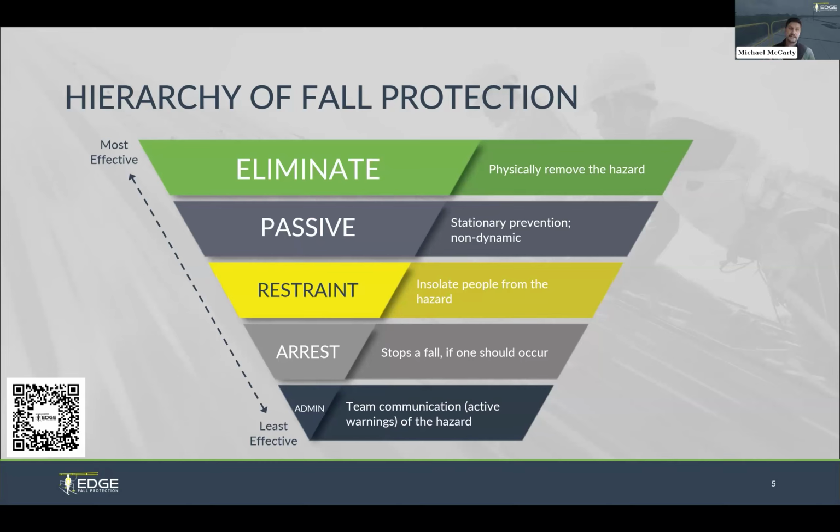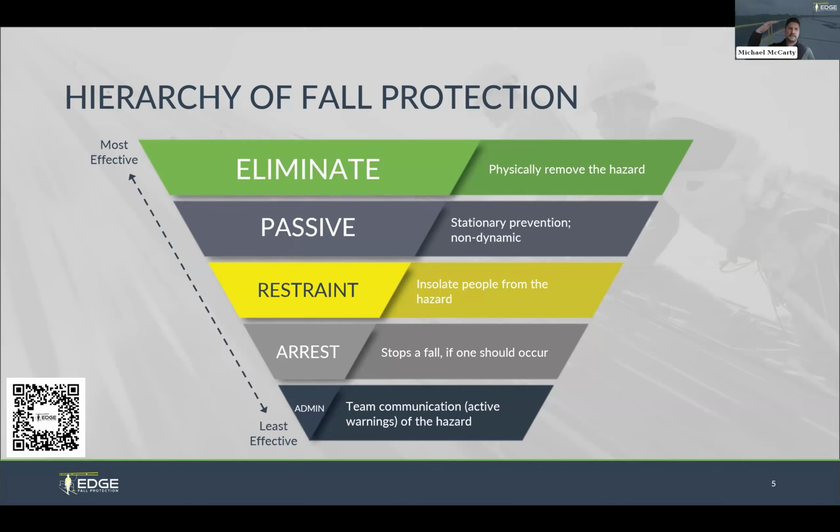And then the least effective: administrative controls. So this is team warning, communication. It is a company saying, hey, you can't go within 15 feet of the roof edge, sign your name here. So I verbally told you, there's not a lot of teeth. There's very little training generally.